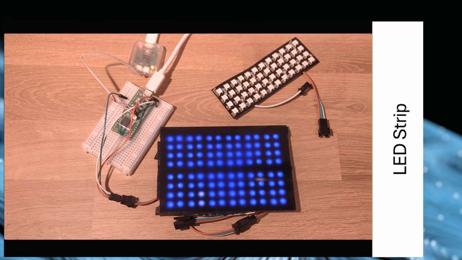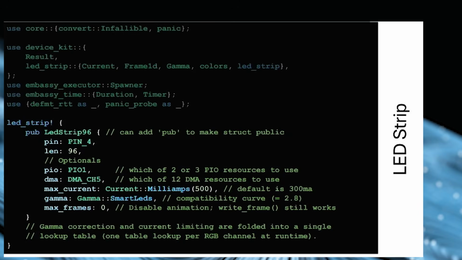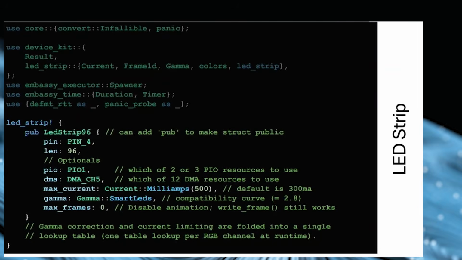Okay, so let's see how we would code that. We're still going to use the LED strip macro, and we're going to create a struct called LED strip 96. I'm changing which pin it's plugged into just to show that it doesn't have to be pin 1. I tell it the length like I did before, but now the length is 96. These are optional inputs to the macro. Optionally, we can give it a different PIO resource. It defaults to PIO 0. We can specify a non-default DMA channel, here 5.